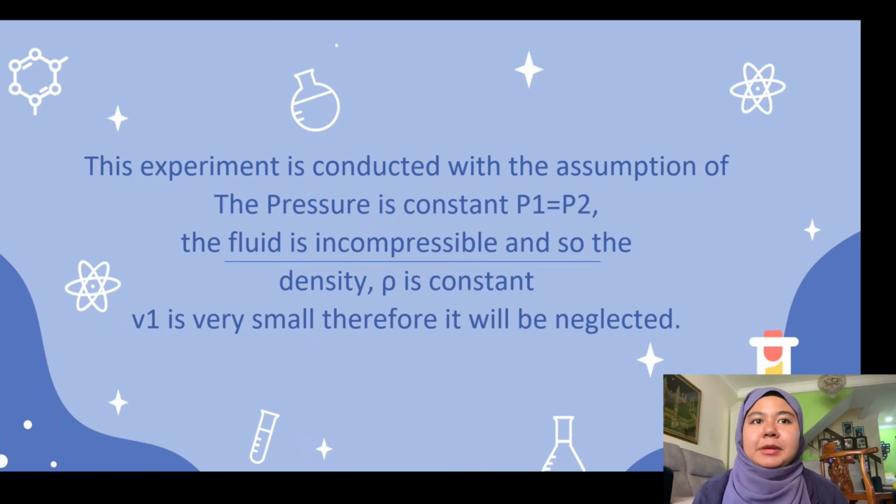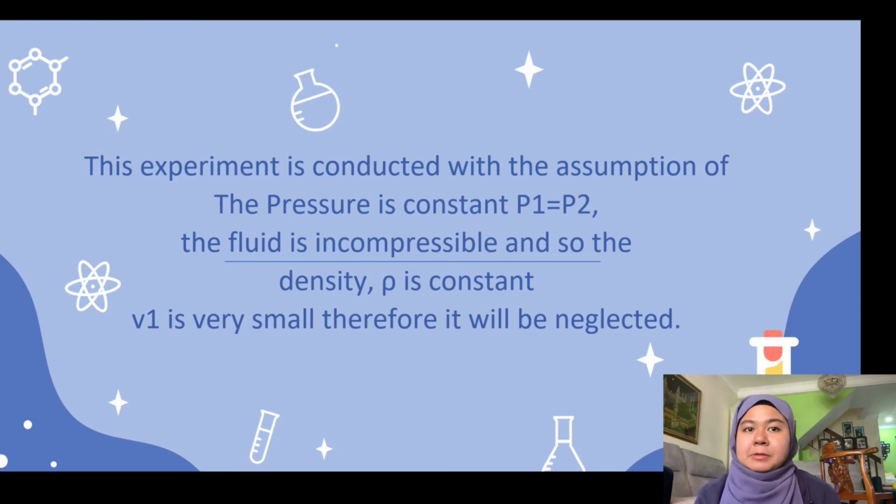The experiment was conducted to determine the value of jet velocity, volumetric rate of fluid, and at the same time to find the coefficient of contraction available in the system. The experiment is conducted with the assumption that the pressure is constant, the fluid is incompressible, the density is constant, and V1 is very small, therefore it will be neglected.